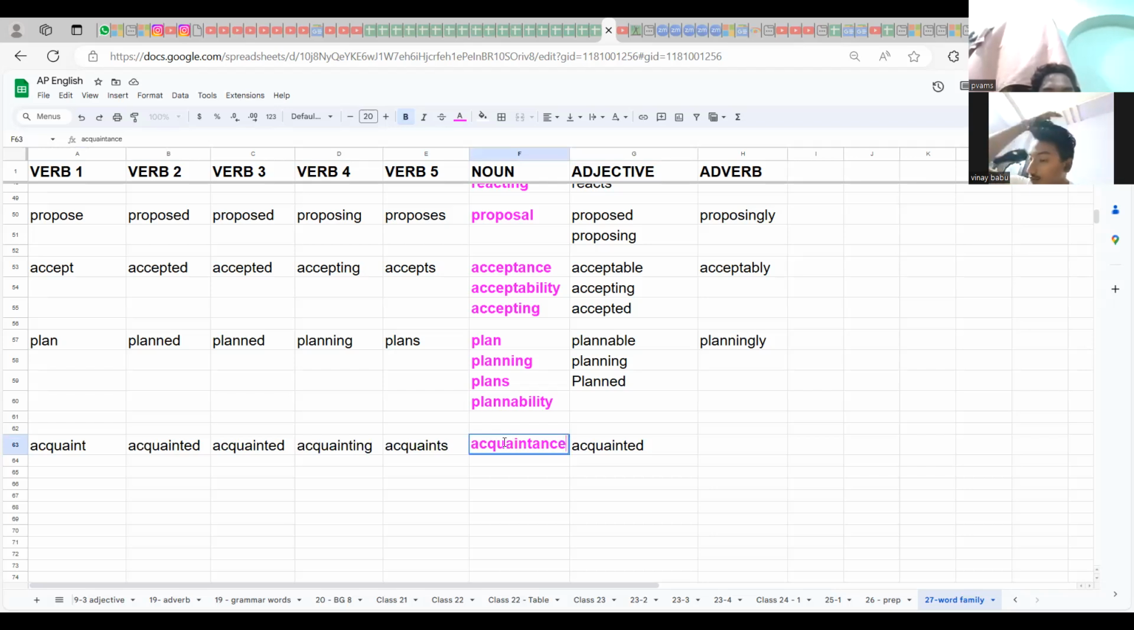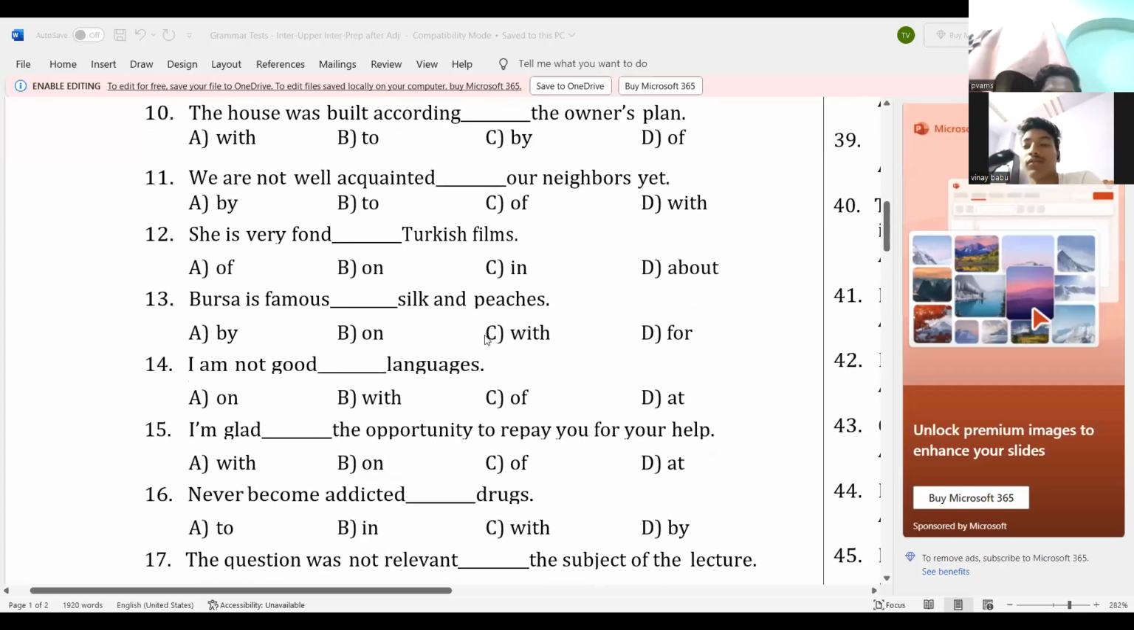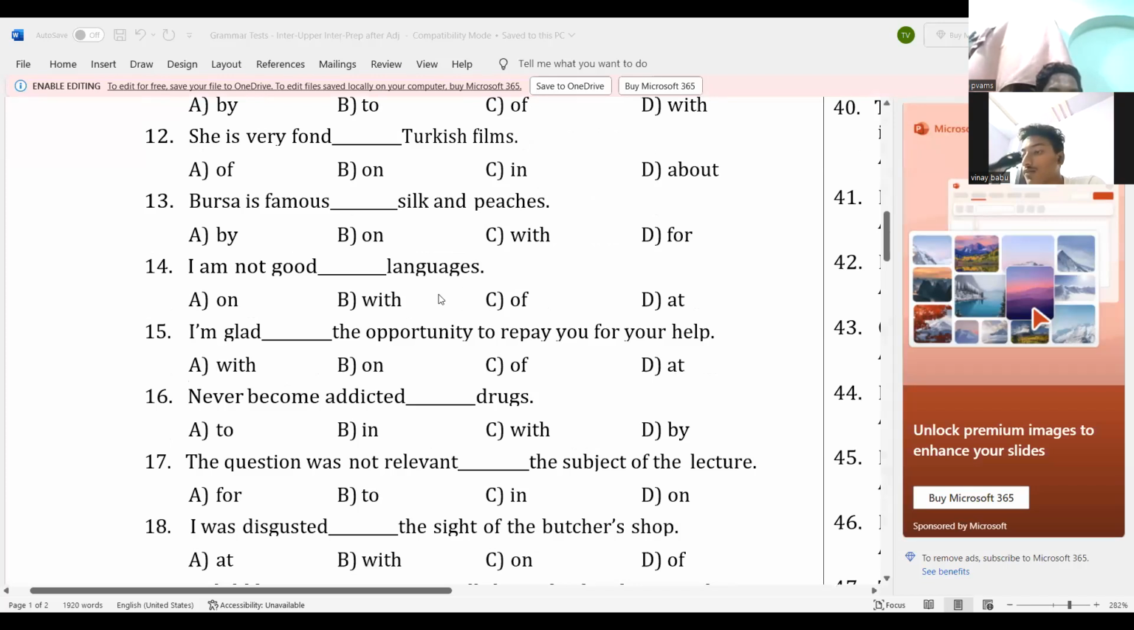We'll go a little bit fast here with the planning, the accepting, and the noun will come. We'll look into the acquainting is one of the words. We can just skip it. We can go with the important ones here. Look at the gladness. I'm glad. I'm very happy.